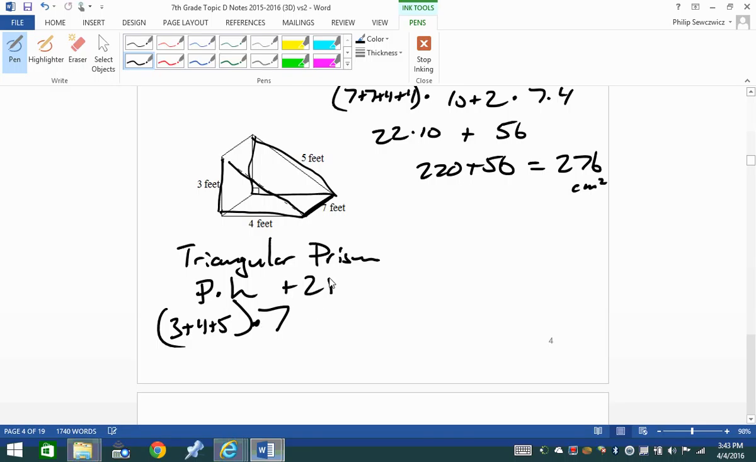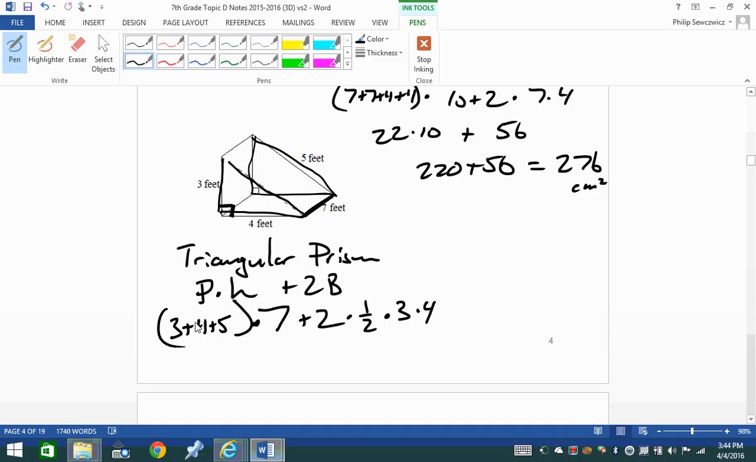Now remember, it's 2 times the area of the base. Now the base is a triangle, so that's 1/2 times the base times the height. And the base and the height always meet at the right angle symbol. So that's why I'm going to use the 3 and the 4. Now again, you can plug this all into your calculator right now.